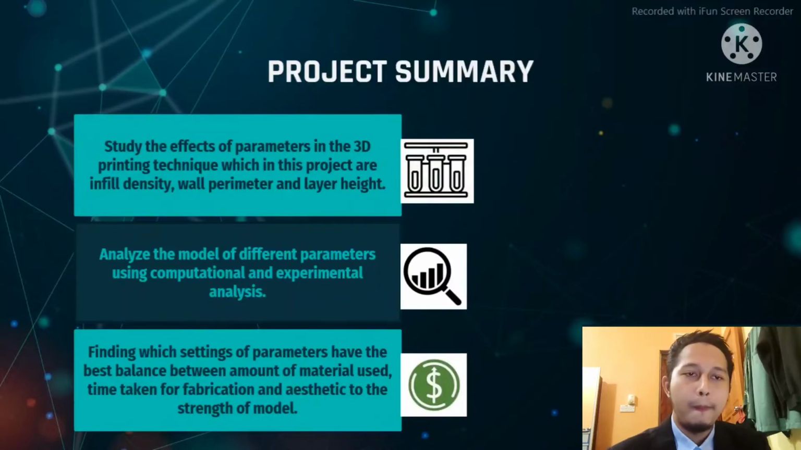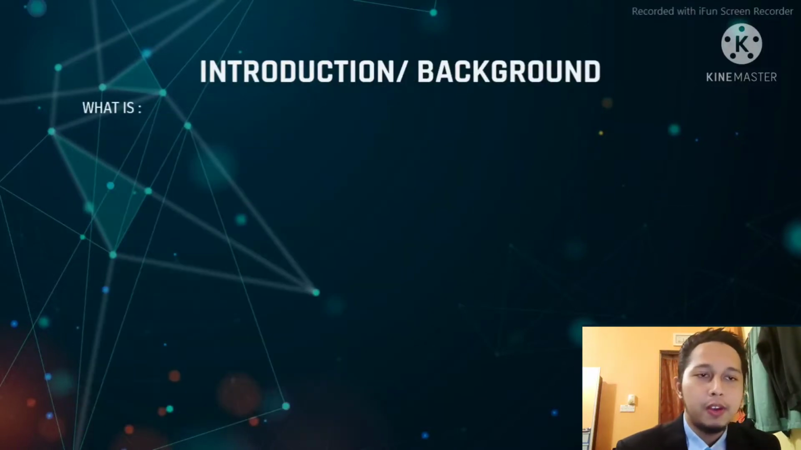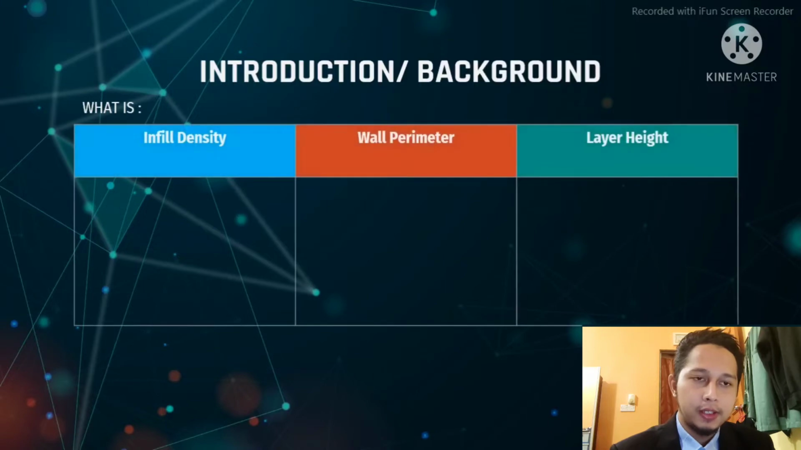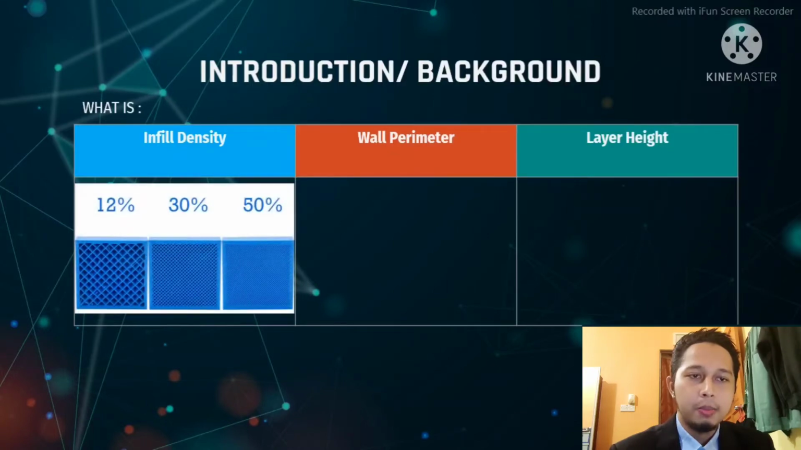Introduction background. Before we delve any further, we have to understand what the title of the project is about. Firstly, what is infill density? Infill density is what makes the structure of the material inside the part, because most of the time, parts that are printed through 3D printing are not fully solid. It ranges from 1 to 100%.